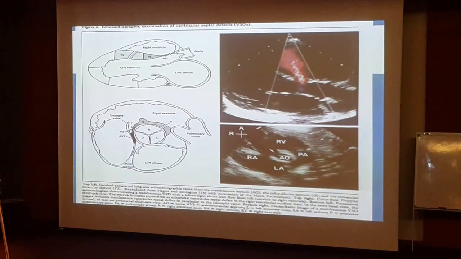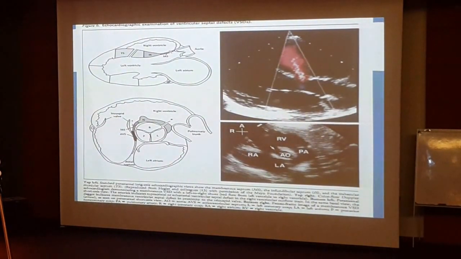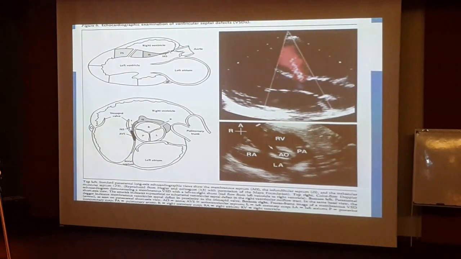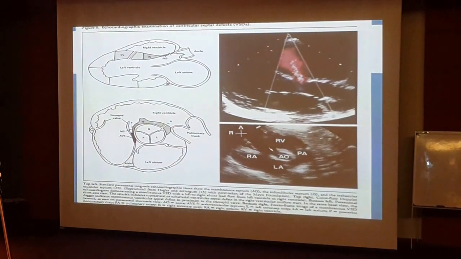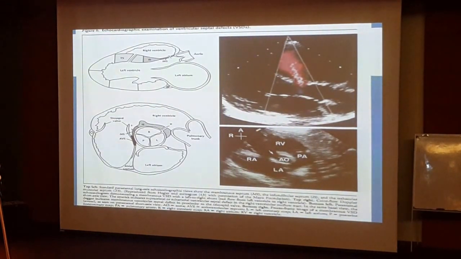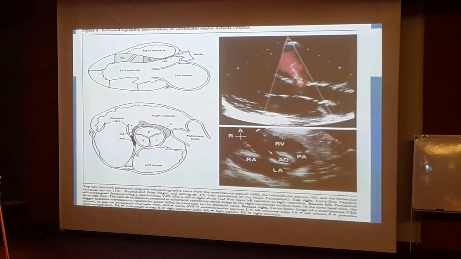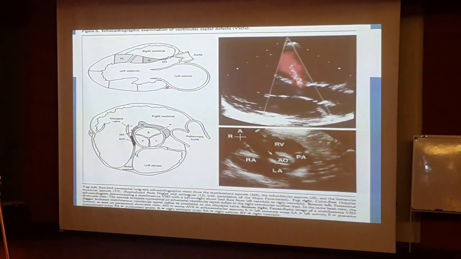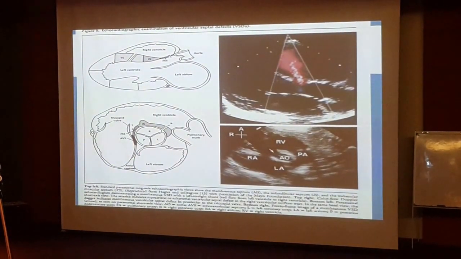If you do an echo, this is what you see of the perimembranous defect. Sorry, the arrow isn't appearing. If you look at the bottom diagram on your right, RA represents right atrium, LA is the left atrium, and then we have the aorta as a cross section, so it appears as a circle. But at that point, you can see that there's a break next to the tricuspid valve. That represents the perimembranous region of the ventricular septal defects.